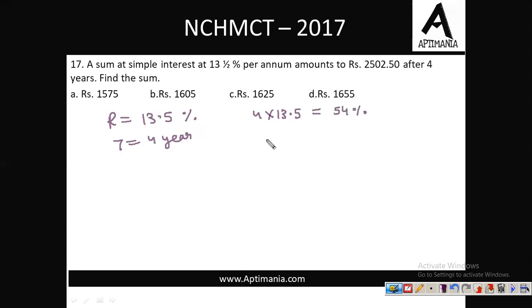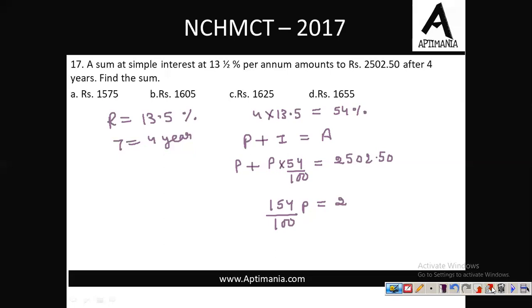Fine. And see, now हमारा जो भी principal था उस पे हमको कितना interest मिल चुका है? 54% of principal, and this total must be equal to amount of principal we need to find out, plus interest is 54% of principal, and this will give us the amount, which is 2502.50. So this is 154 over 100. P must be equal to 2502.50, and on solving this we'll cancel out this, we'll get 16.25. So P from here comes out to be 1625 rupees. The correct answer is option C.